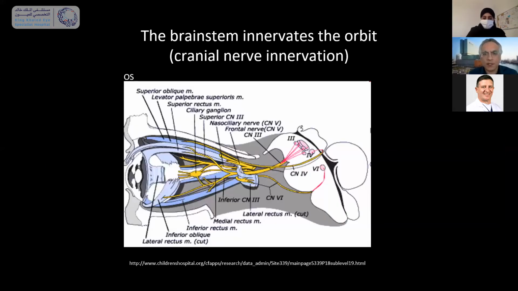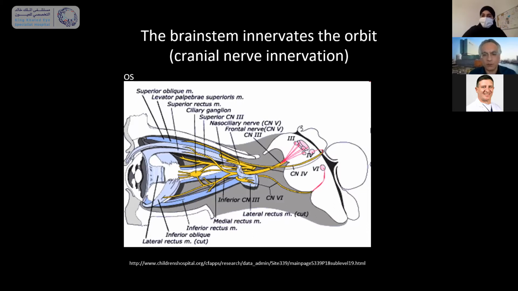So the brainstem innervates the orbit. And the orbit is a complicated place. There are a lot of things in a small space. And think about it. The brainstem has to form, the nuclei have to form, they have to send their axons, exit the brainstem, cross a space, and then go to these specific targets in a very small space. It's quite a complicated process, innervating the orbit. And it's amazing that things don't go wrong more often.